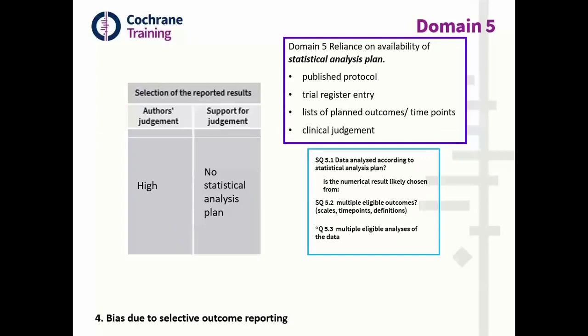So we're at the last domain now, where we are often seeing authors stating that there's no statistical analysis plan and judging this to be at higher risk of bias or to have some concerns. So we think this might be to do with how this domain is worded. Authors can assess published protocols or trial registers and look at the lists of planned outcomes and time points. So it doesn't have to be a statistical analysis plan.